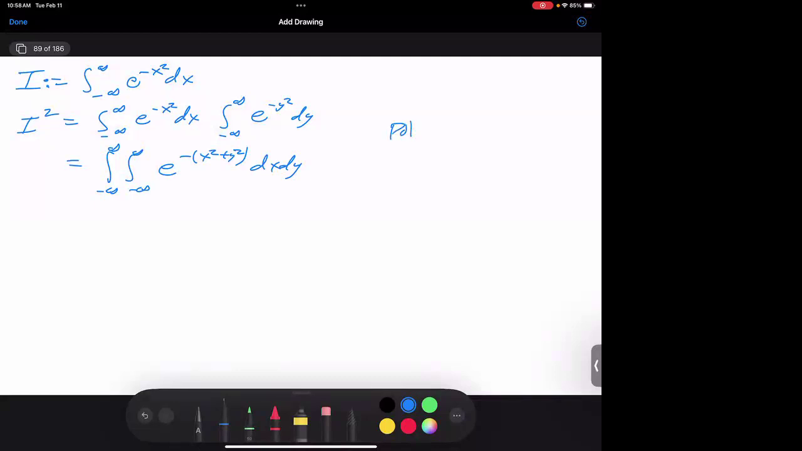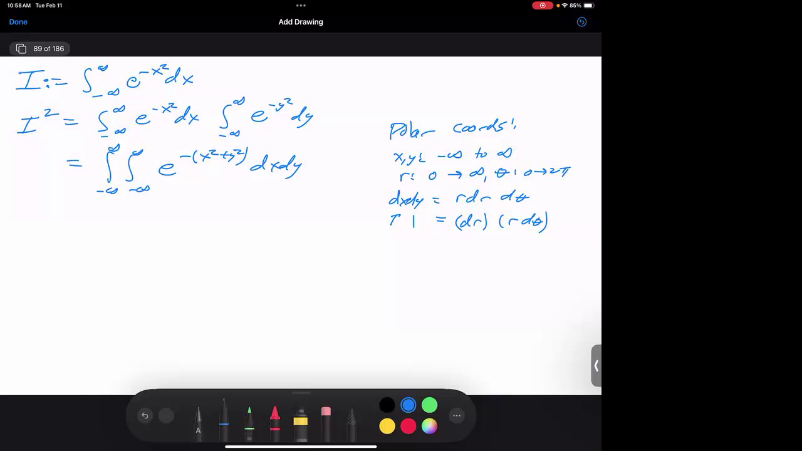And now we're going to do polar coordinates. So if x and y go from minus infinity to infinity, r goes from 0 to infinity, and theta goes from 0 to 2 pi, and dx dy goes to r dr d theta. But you should really view this as dr times r d theta, because if each of these are in meters, theta is unitless, so dr d theta would not be an area. The fact that it's r dr d theta and not 2r dr d theta, that's different.